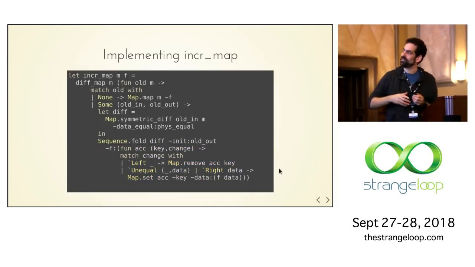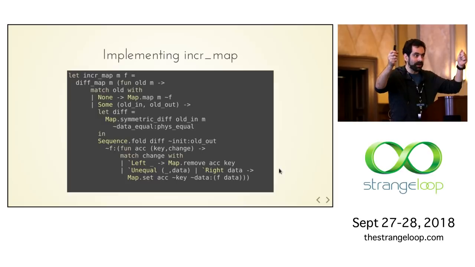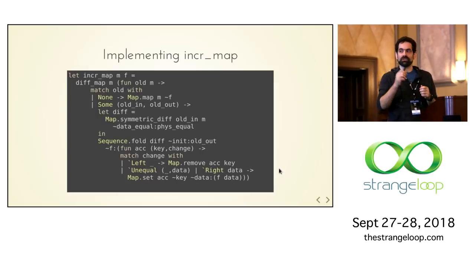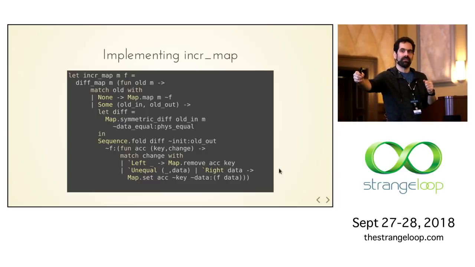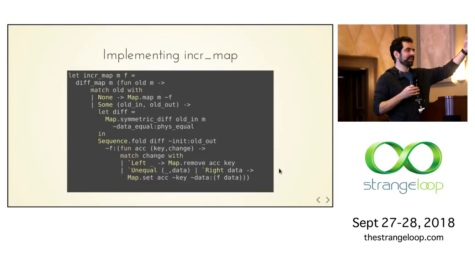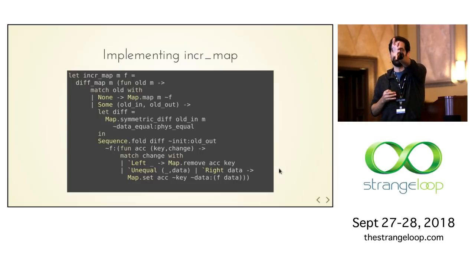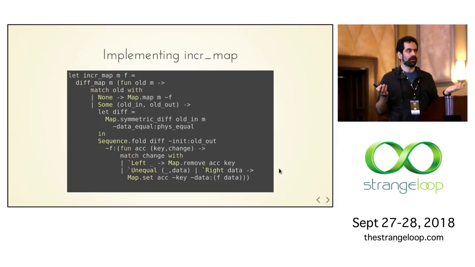In the left case, which is a key that was in the left but not the right, so that's the deletion case, we just remove that corresponding key from the output. In the unequal or right case, there's a new thing we want to add, so we just do map.set. We add in that new binding, but we apply the function f to the data before stuffing it in. So we take the diff on the left-hand side and transform it into a diff that can be applied to the right-hand side. Right? So far, so good?